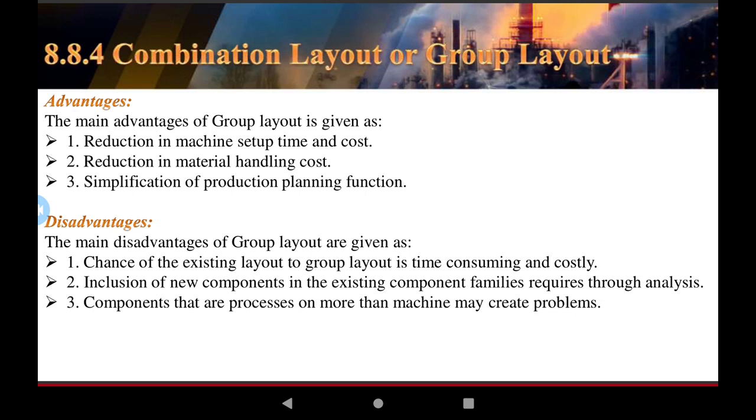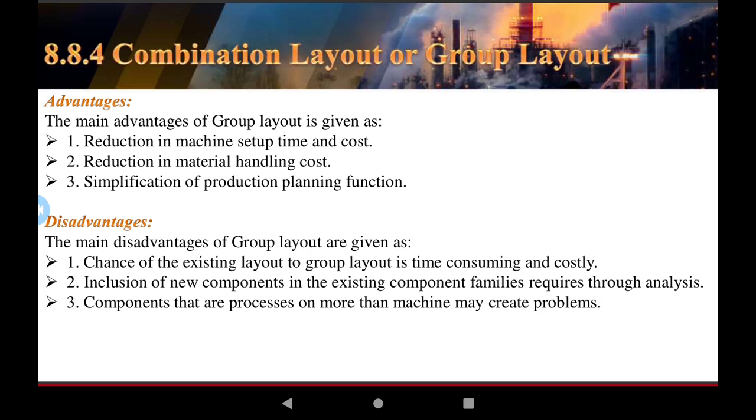The raw material handling cost is very low in this operation. Another advantage is the simplification of production planning and function, which is required for the whole operation.